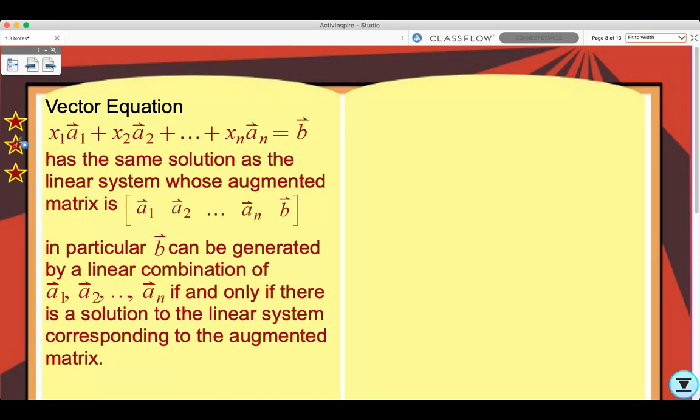That brings us on to a vector equation. x1 times a1 plus x2 a2 all the way to xn an equals b has the same solution as a linear system whose augmented matrix is a1, a2, an, b. In particular, vector b can be generated by a linear combination of a1, a2, all the way to an, if and only if there is a solution to the linear system corresponding to the augmented matrix.